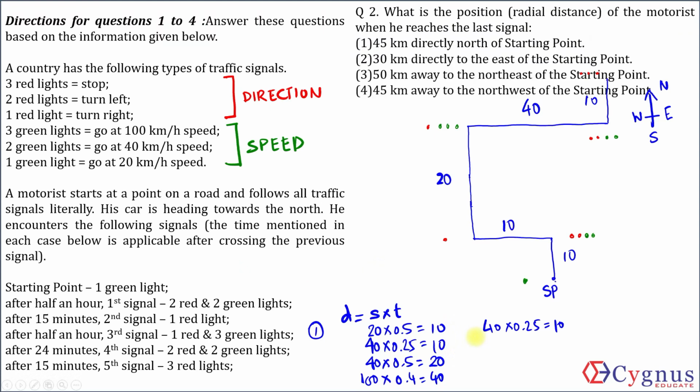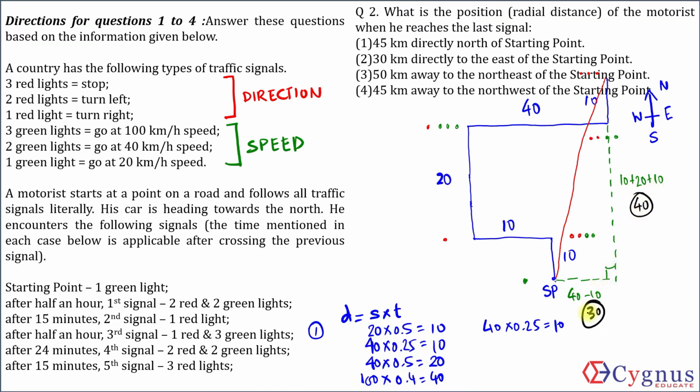What is the position, radial distance of the motorist when he reaches the last signal? Let me first explain to you what exactly radial distance means. In order to find out distances, a very handy tool is Pythagoras theorem. Let's first quickly put down a right angle triangle there. This leg of the right angle triangle is 10 plus 20 plus 10, whereas this leg is 40 minus 10. 40 minus 10 is 30 and 10 plus 20 plus 10 is 40.